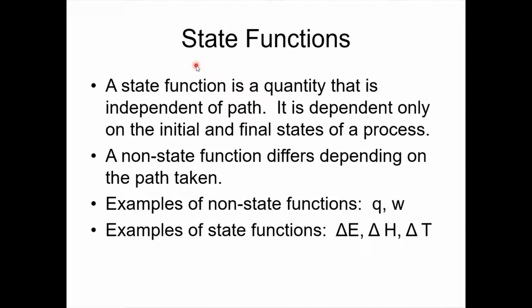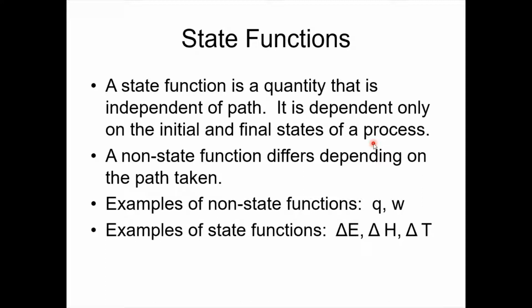Because Hess's law is what we call a state function. What is a state function, and why do we care? A state function is a certain type of quantity. As you can see in the first bullet point here, it says a state function is a quantity that is independent of path. It only depends on the initial and final states of the process. In other words, it doesn't care how it got from point A to point B.